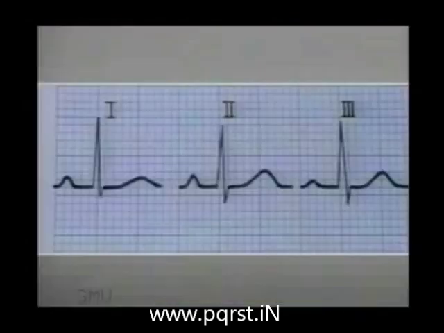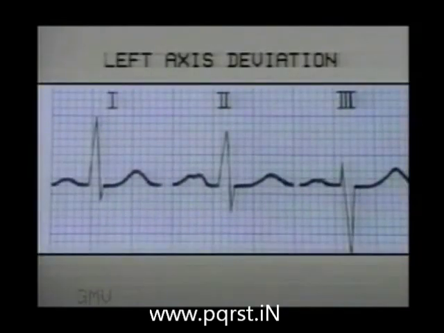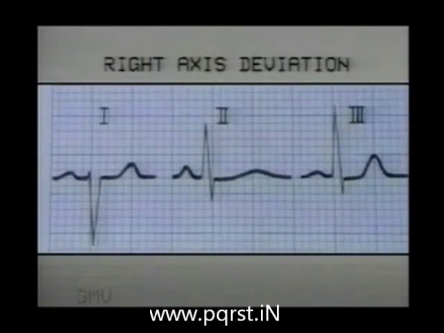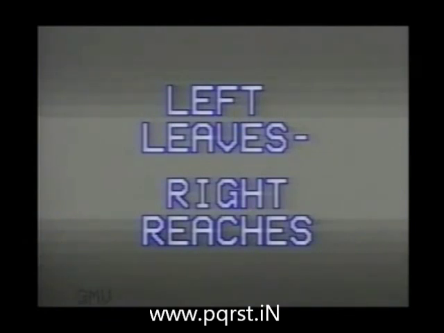Axis deviation. To look for deviation of electrical axis of heart, we must study leads 1 and 3. Normally, QRS complexes are predominantly upwards in both these leads. In left axis deviation, there is a prominent R wave in lead 1 and a prominent negative deflection, either Q or S, in lead 3. In right axis deviation, there is a prominent negative deflection in lead 1 and a prominent R wave in lead 3. To avoid confusion, remember a simple mnemonic: left leaves and right reaches.